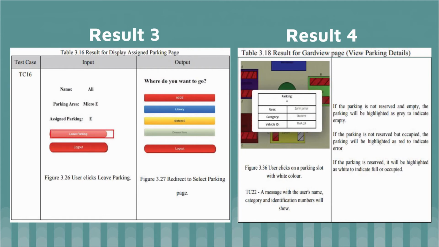For test case 22, a message with the user's name, category and identification numbers will be shown. If the parking is not reserved and empty, the parking will be highlighted as grey to indicate empty. If the parking is not reserved but occupied, the parking will be highlighted as red to indicate error. And if the parking is reserved, it will be highlighted as white to indicate full or occupied.